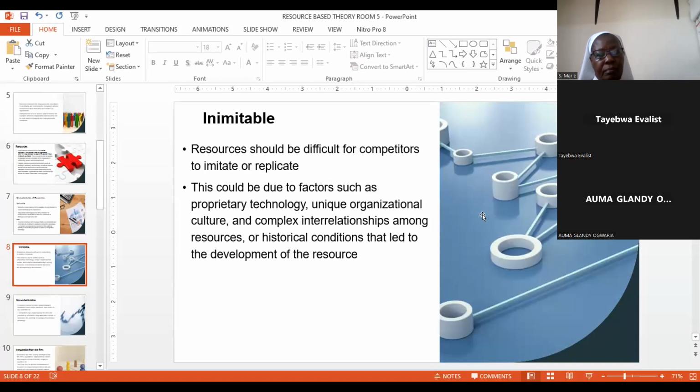One of them is the resources should be difficult for competitors to imitate.